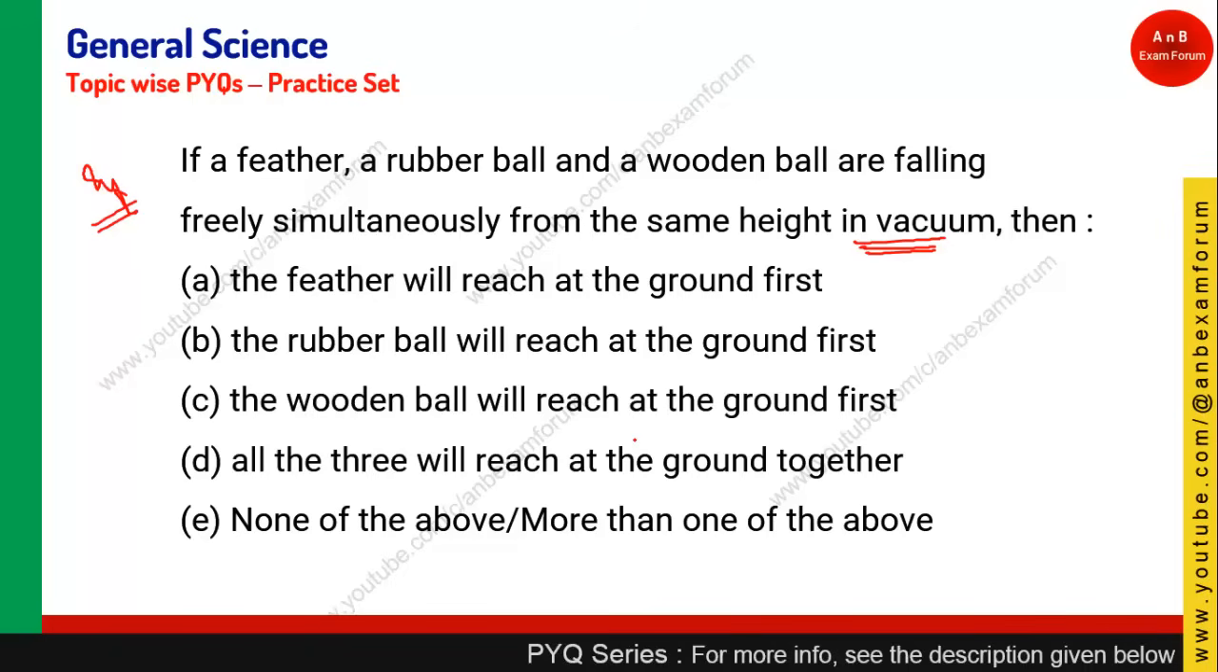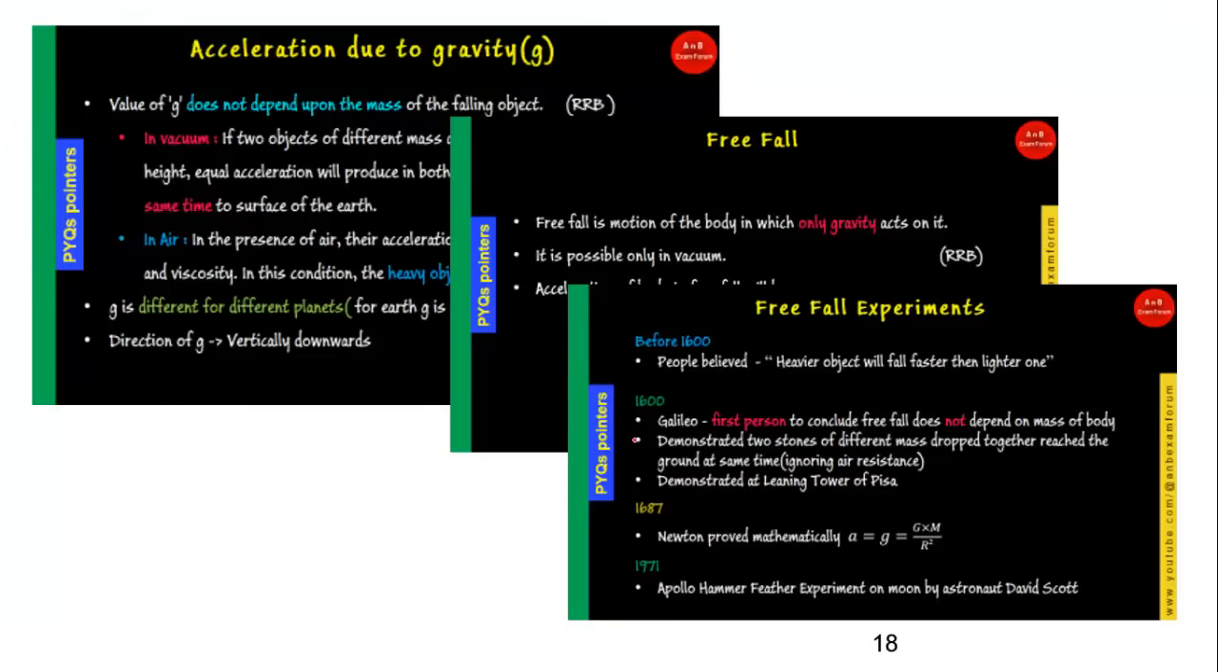Student, before answering this question, I would like to show you one slide where we have discussed in the theory classes the free fall experiment. Before 1600, before Galileo, people believed that a heavier object will fall faster than a lighter one. This is a common thing that we assume in our daily life. Right now people also believe the same, but this is not correct.